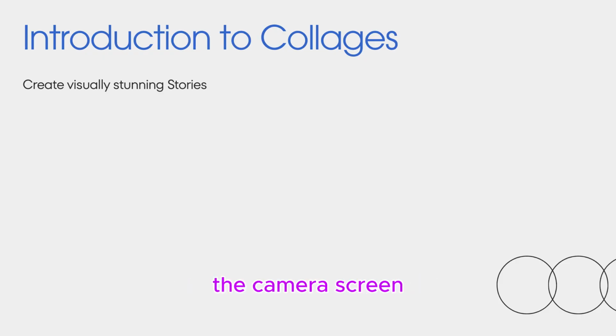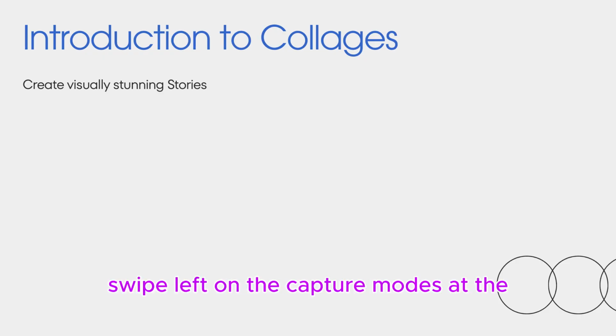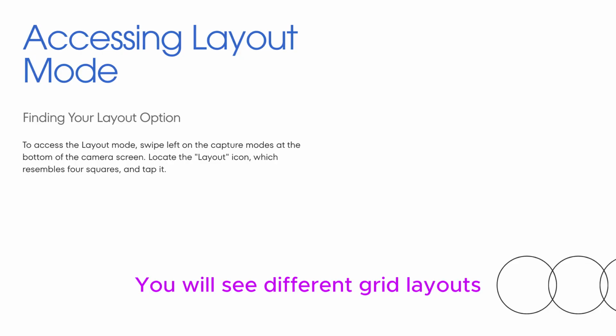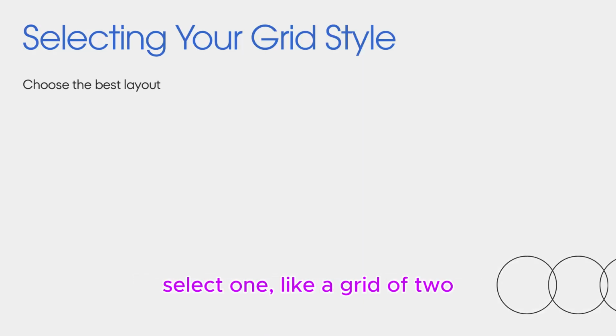On the camera screen, swipe left on the capture modes at the bottom until you find the layout option. It looks like 4 squares. Tap it. You will see different grid layouts. Select one, like a grid of 2, 3, or 4 boxes.